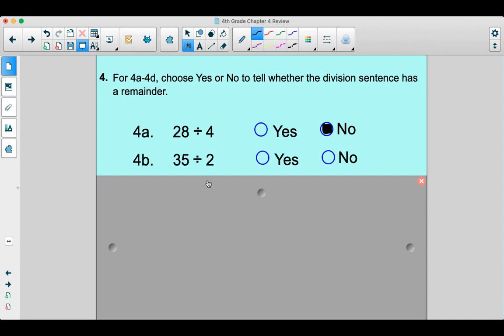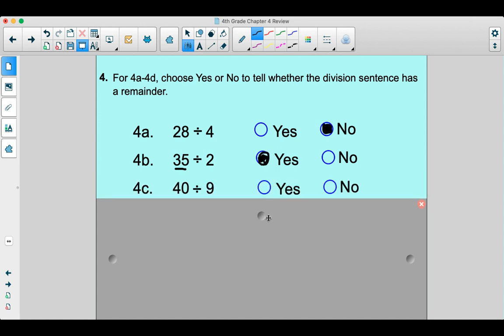All right, 35 divided by 2. Will that have a remainder? Well, 2 is an even number type situation. So we know that if we have 35 divided by 2, this will have to be an even number in order for it to not have a remainder. So in this case, if you had 35 socks and you were putting them into pairs, you would have a remainder. All right, so that's a yes.